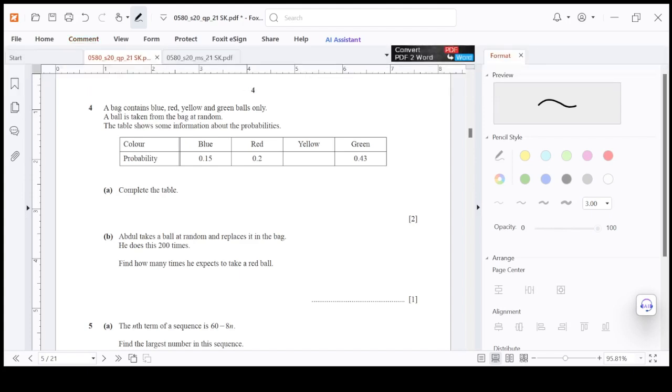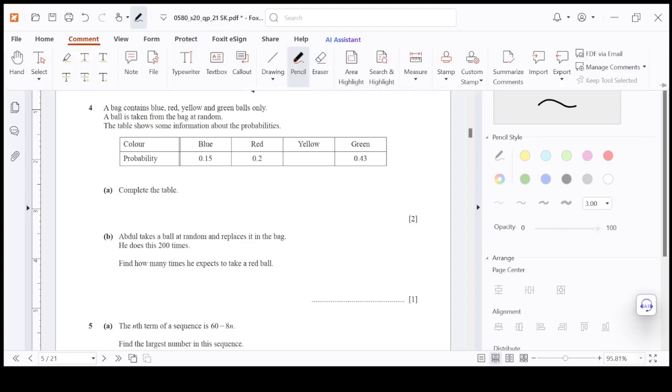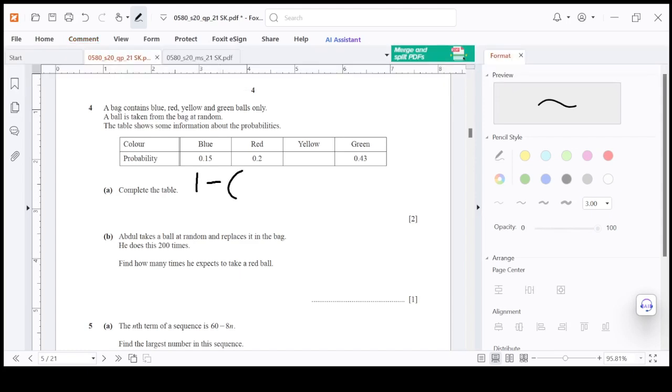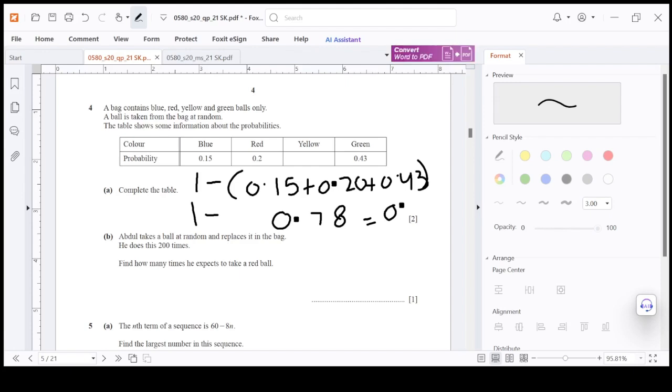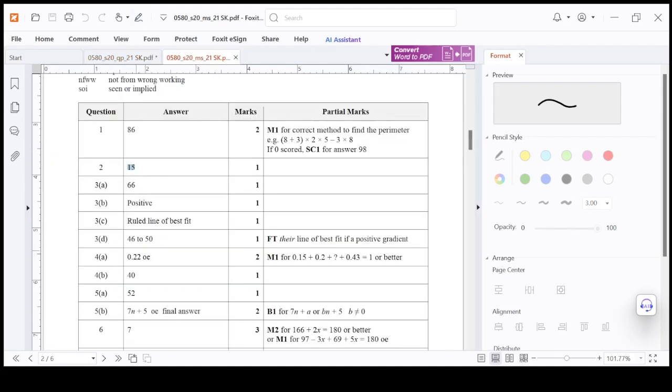Okay, so the sum of all probabilities is always 1. So what we'll do is 1 minus the remaining probabilities. This gives 0.78, and this would be 0.22. Yes, that is correct.